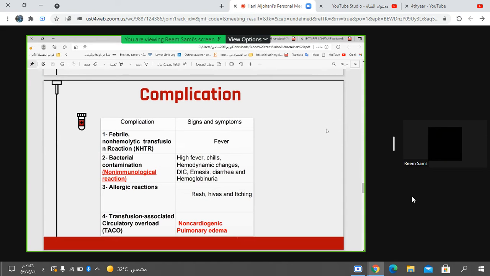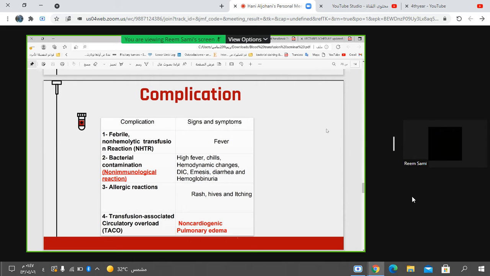What about the complications? As you know, every procedure has complications. What about the complications of a blood transfusion? There is febrile non-hemolytic transfusion reaction. Your patient will come to you 1 to 6 hours after transfusion with fever, but not high fever, only about 1 degree. And why does this happen? Because there is a reaction between the recipient plasma, which contains antibodies to leukocytes in the donor unit, especially in packed RBC and whole blood.